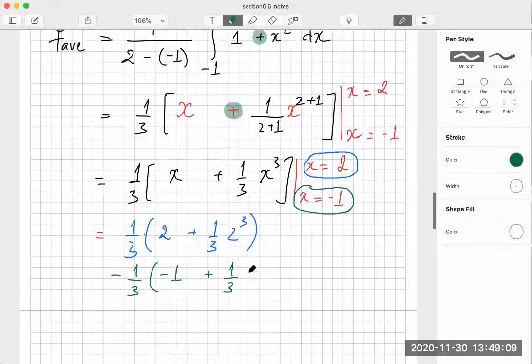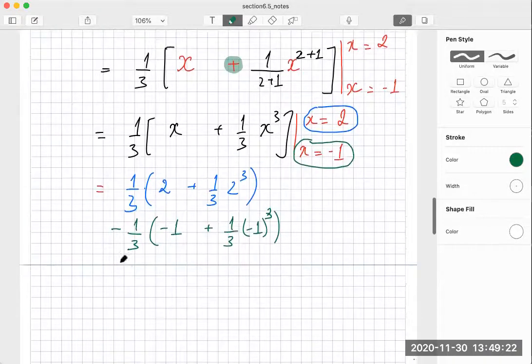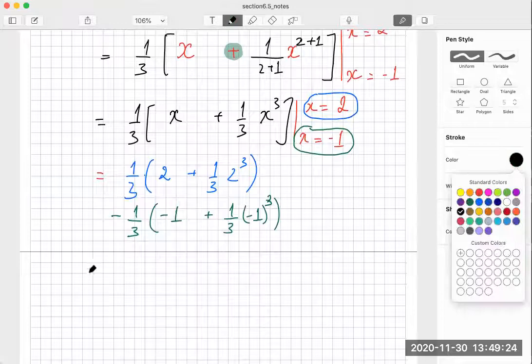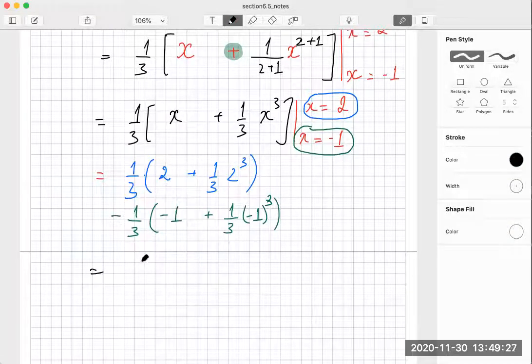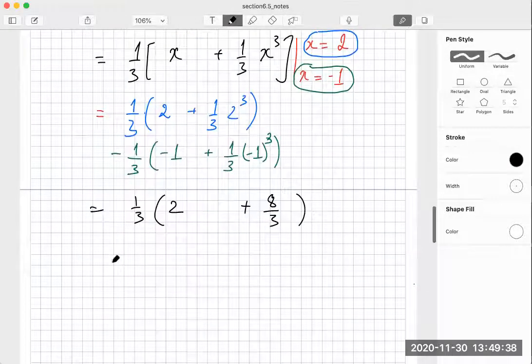What should we put it here? -1 cubed. Very good. -1 to the cube, which gives us -1, right? So we can simplify it. So this becomes 1/3 of 2 plus, here is 8/3, right? And this guy is -1/3, -1, and here becomes -1/3.